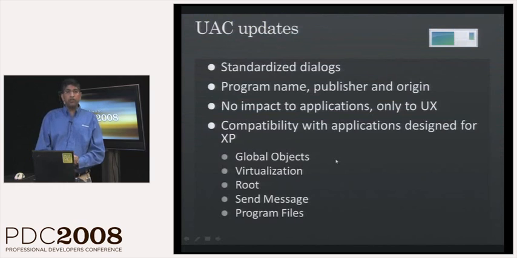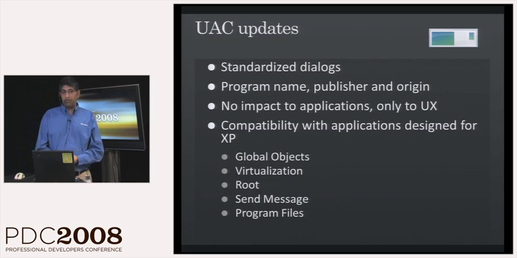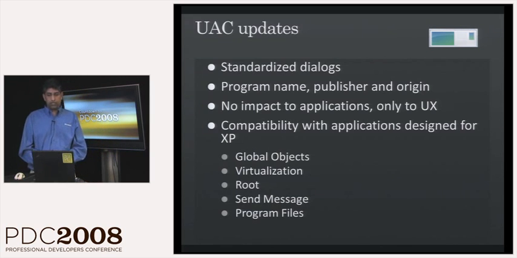All right, so what is new in Windows 7 for UAC? Well, the only new thing is standardized dialogues, making sure that the program name, publisher, and origin are all clear. There is no impact to applications that are already designed for Vista. The only change is in some of the user experiences that the user will go through.